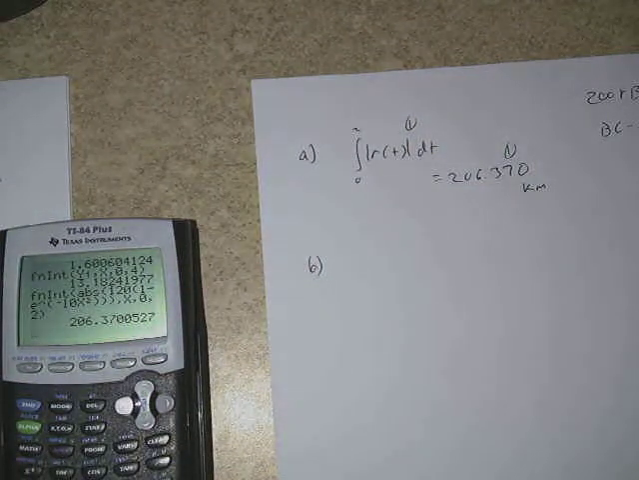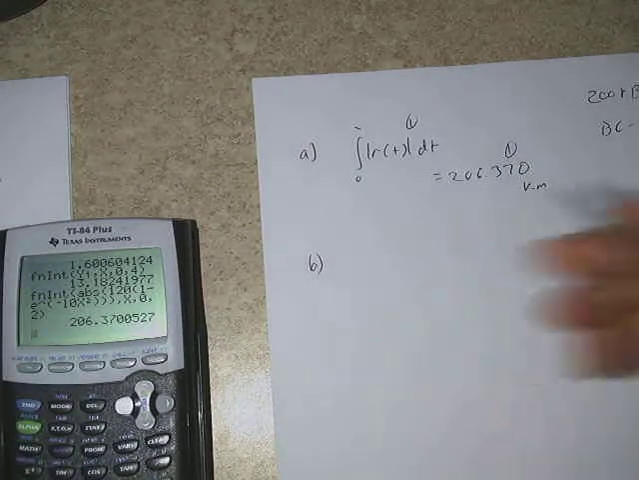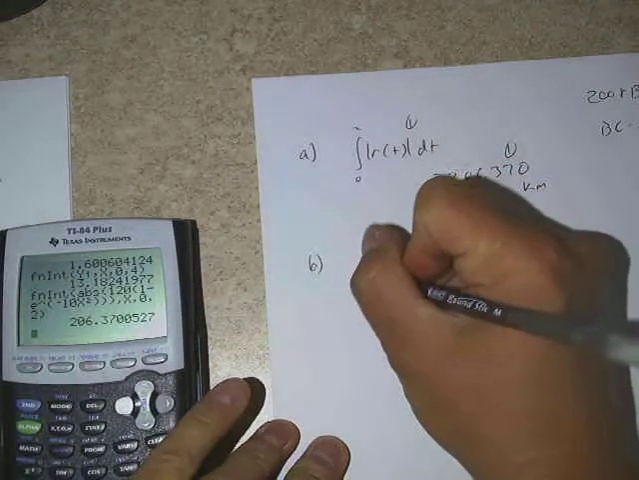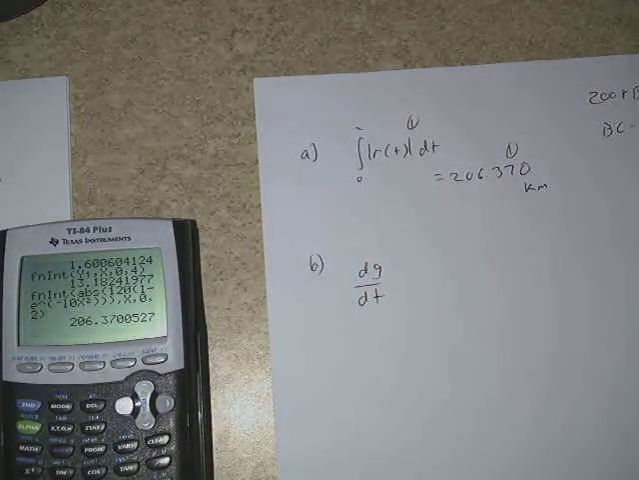Okay, let's see if we can handle part B. Part B says find the rate of change with respect to time of the number of liters of gasoline used by the car when the time is 2 hours, and we want to indicate our units of measurement. So we want the rate of change with respect to time of the number of liters used by the car. Now, keep in mind that our G function here is the number of gallons used by the, not gallons but liters, sorry. Apparently we're in Canada.